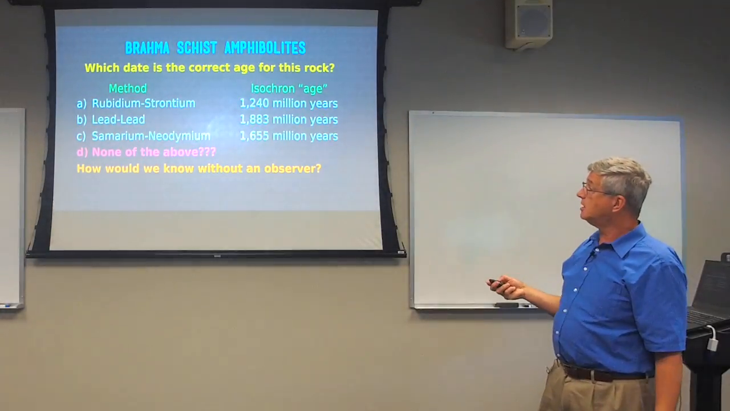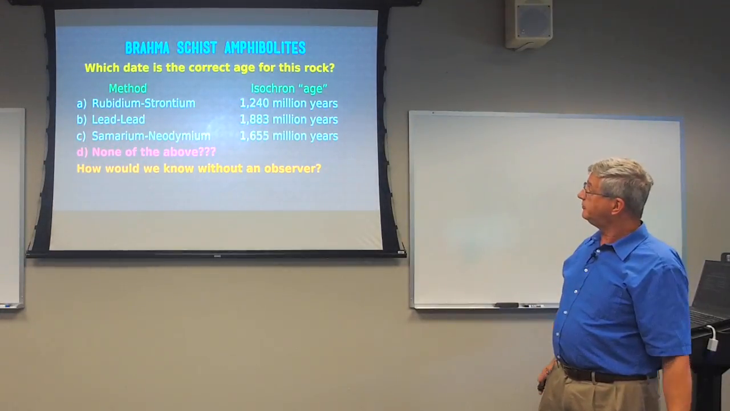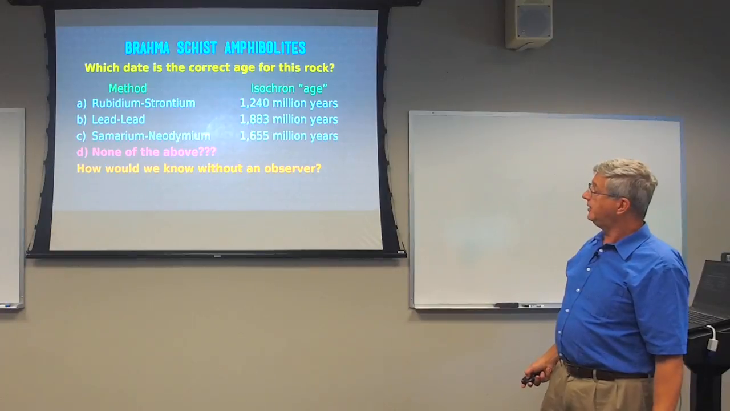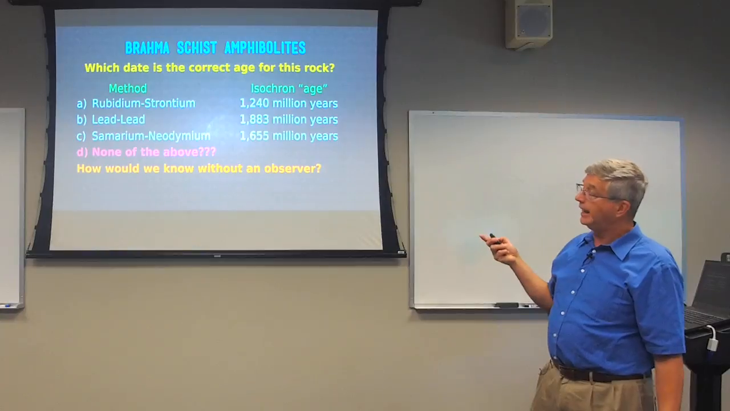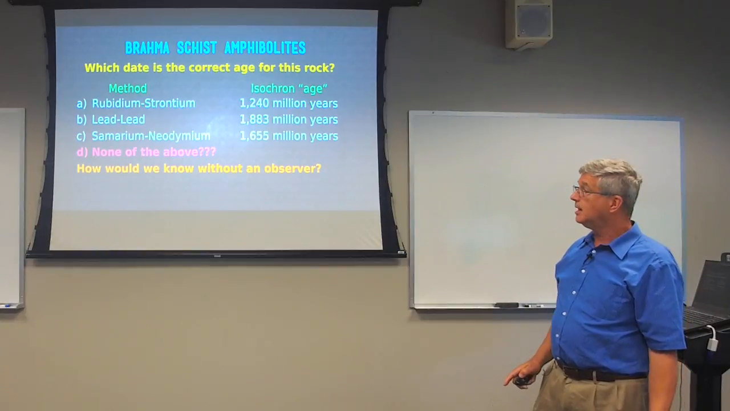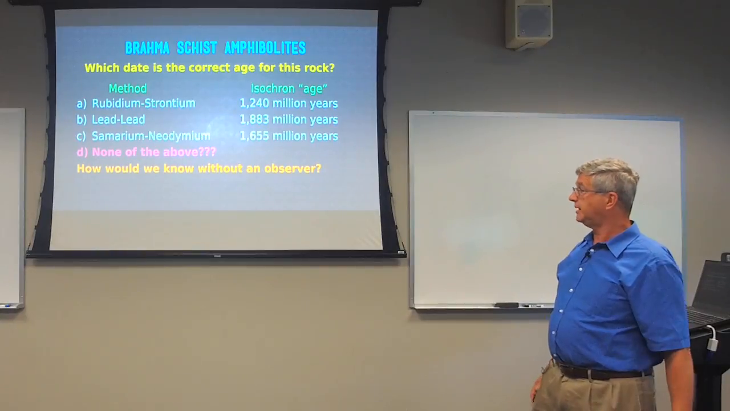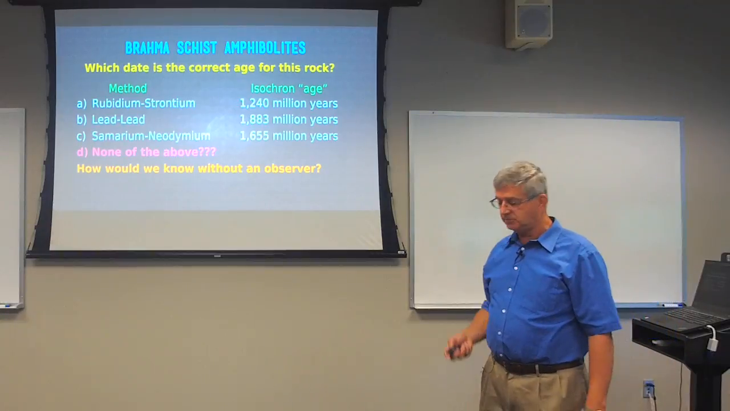Here are the results. Rubidium, 1,240 million years. Lead, 1,883 million years. Samarium, 1,655 million years. Notice, again, rubidium is younger. None of the above. Which one is correct? How will we know without an observer?